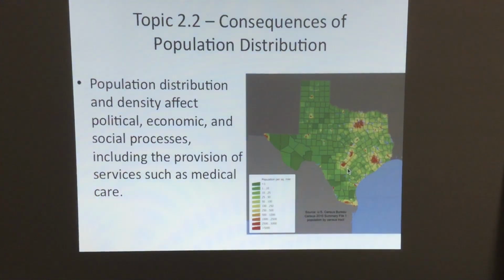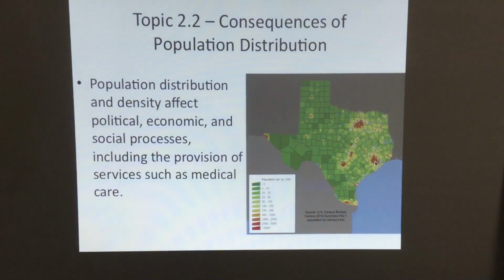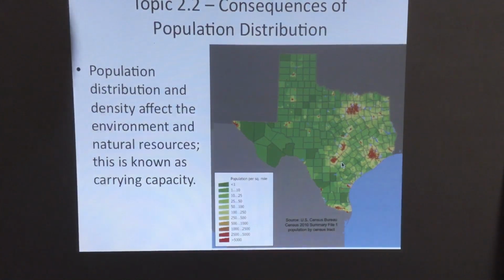You can clearly see San Antonio, Austin, Houston, Dallas, Fort Worth. So the cities kind of stand out to you. So where people live is going to affect what kind of resources we have in that particular area. And also, if we start to see a growing population, we're going to need more services such as medical care. So remember that hospital bed density number we looked at with the data analysis a while back? Well, clearly we're going to need more of those types of things in the redder areas because you have a bigger population. So population distribution and density also affect the environment and natural resources, which is known as carrying capacity.